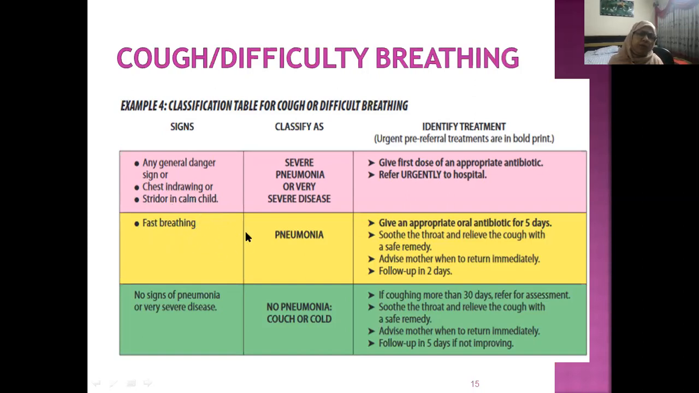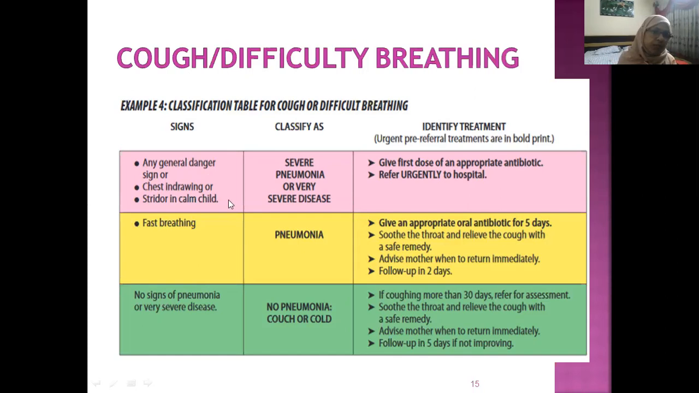If any one of them is present, the baby will be classified as pneumonia. You have to give the first dose of oral antibiotic for 5 days. It is generally amoxicillin or cotrimoxazole. Soothe the throat and relieve the cough with a safe remedy. Advise the mother when to return immediately and follow up after 2 days.